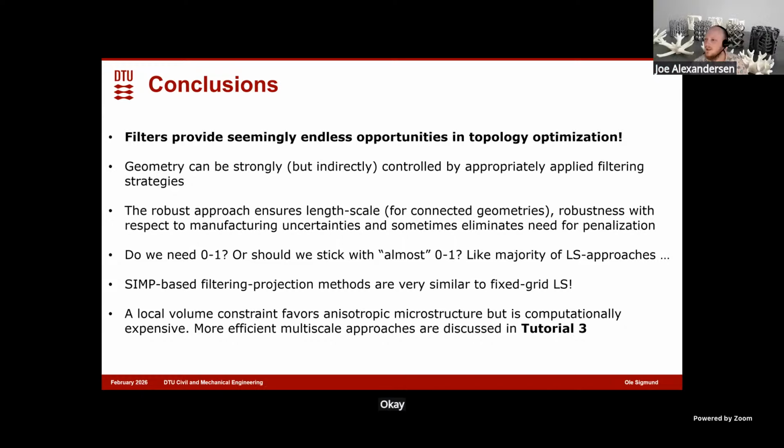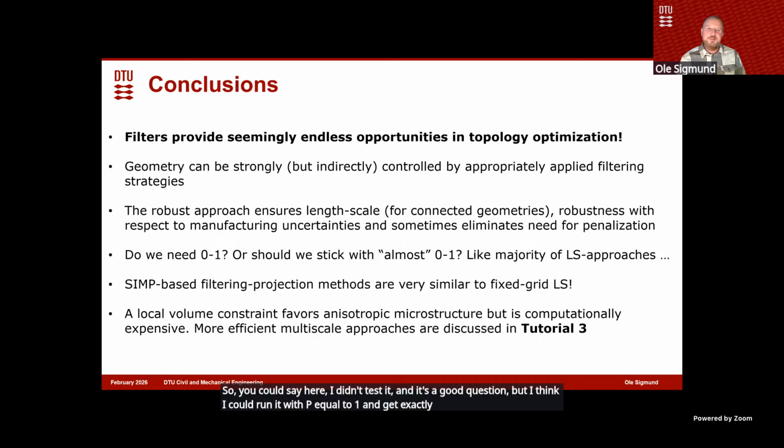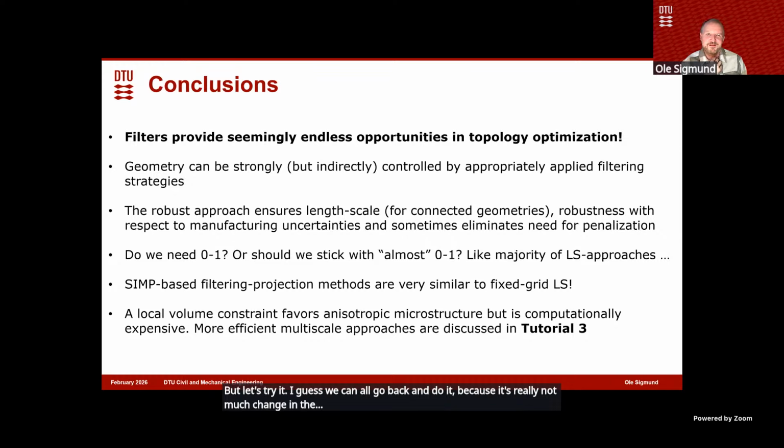Okay, and then we have a question from Fabian Wein. Does the level set SIMP method lose the SIMP feature to generate void and solid everywhere? So you could say, I didn't test it, and it's a good question, but I think I could run it with p equal to 1 and get exactly the same. I did use p equal to 3. As I said, I didn't change anything else but running with a larger beta value. But I'm thinking that it might work better with p equal to 1 or even more smooth. Let's try it. I guess we can all go back and do it because it's really not much change in the 88 line code.